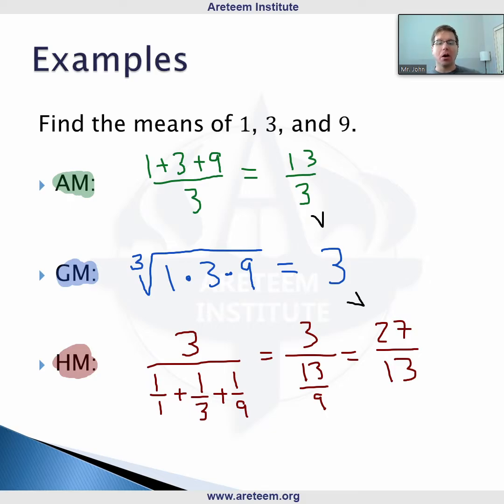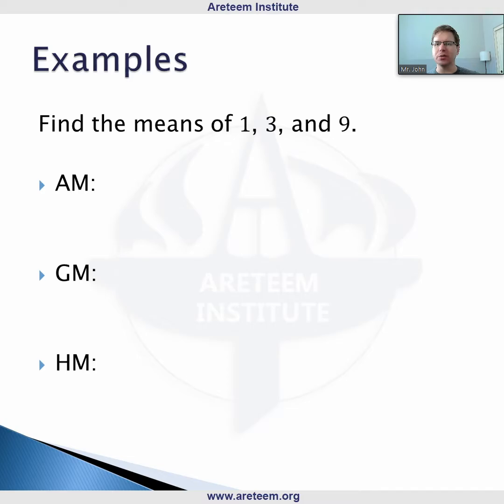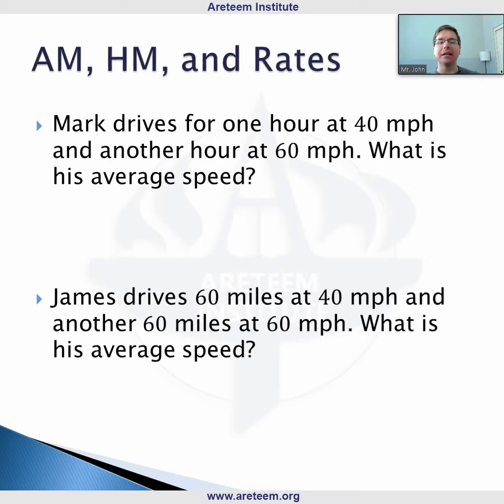Now, we've seen the harmonic mean before in the previous Thursday Tidbit linked below, but let's revisit that and compare the arithmetic mean and harmonic mean with rates and speeds. So Mark drives for 1 hour at 40 miles per hour and another hour at 60 miles per hour. I want to highlight here that it's 1 hour and then another hour.